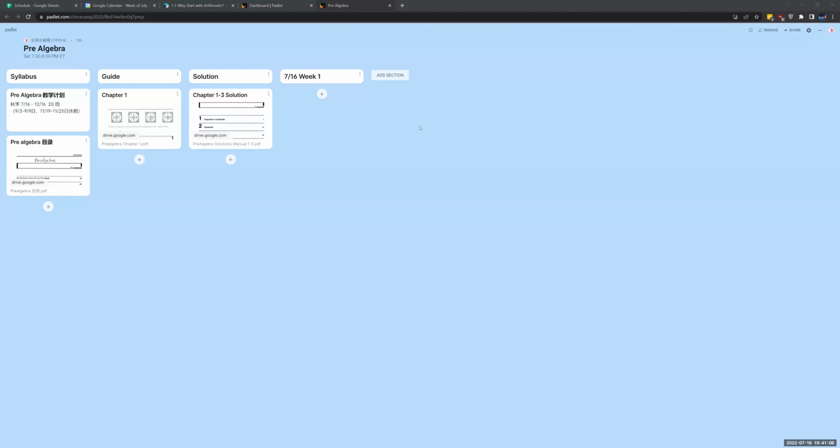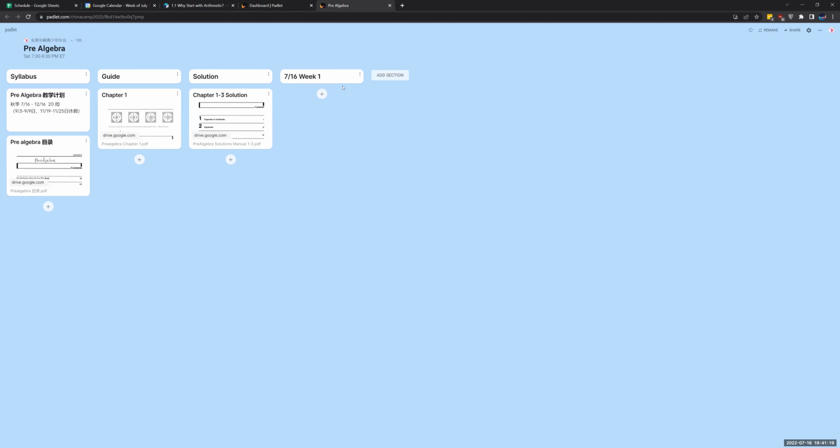So, I'll share my screen here. If you can see, we have the Padlet. We have the material here. Right now there's not that much, but the idea is we have the chapters from the actual book as well as the solutions to the problems.